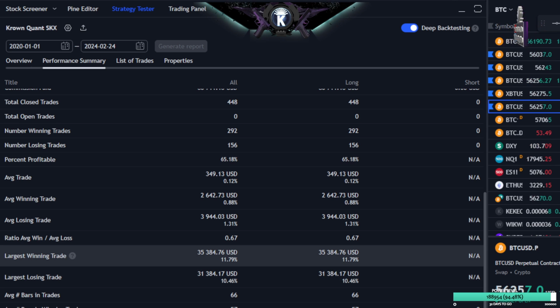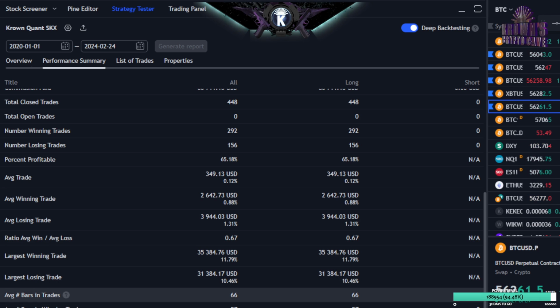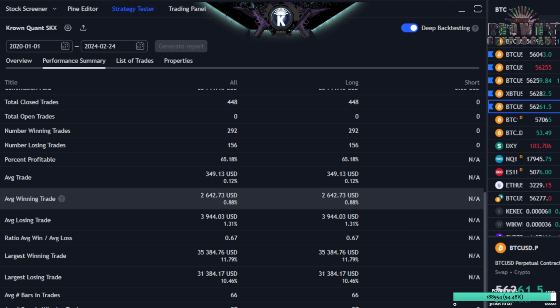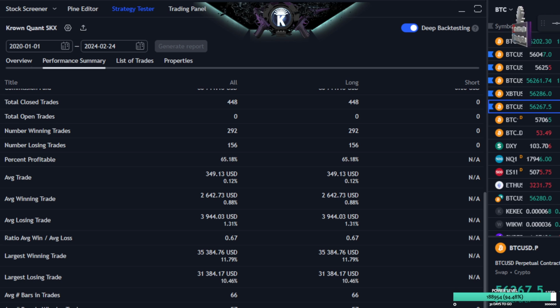And then it also does keep you in some of these bigger trades as well. I mean, the largest winning trade was just under 12%, which is kind of crazy. Also, the average amount of bars in trades, this is something to be paying attention to as well. Sometimes it'll be a little bit longer than usual, or than you might be expecting. So something to just be aware of.